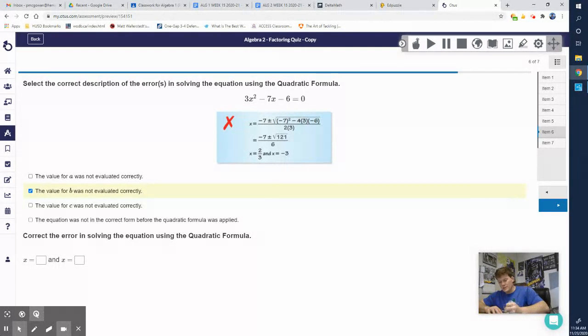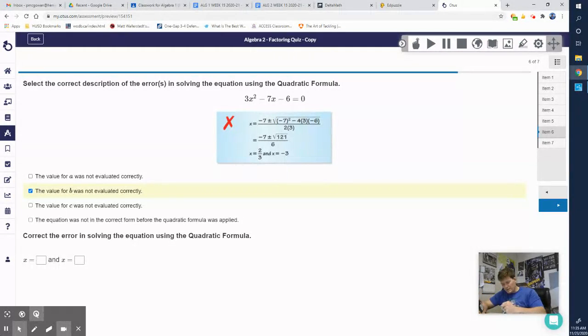Start simplifying some of this stuff. 7 squared becomes 49. Negative 4 times 3 times negative 6, that's negative 12 times negative 6, that's 72. All divided by 2 times 3 on the bottom, which makes 6. 49 plus 72, I really don't want to do in my head, so let's add them up with a calculator. I get 121. Oh, nice.